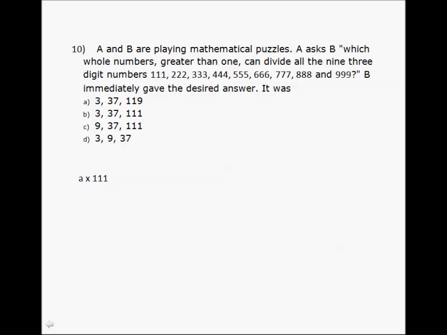So let's find the factors of 111. 111 we can see is a product of 3 and 37. So these are two factors of 111. And the another factor of 111 is 111 itself, right? So B says this option, 3, 37 and 111. So this is our correct answer.